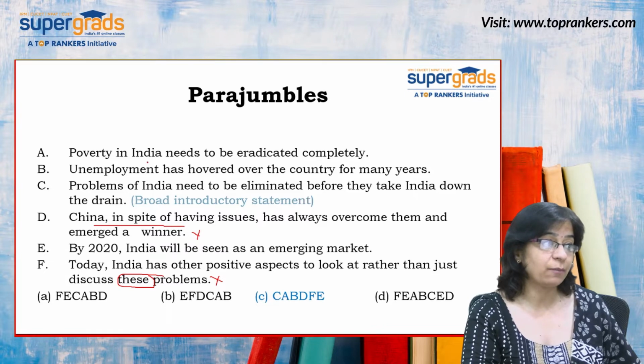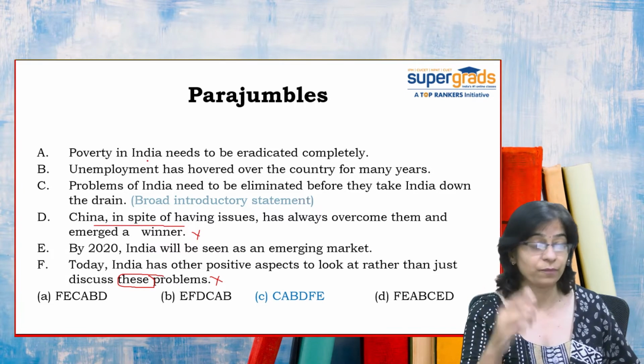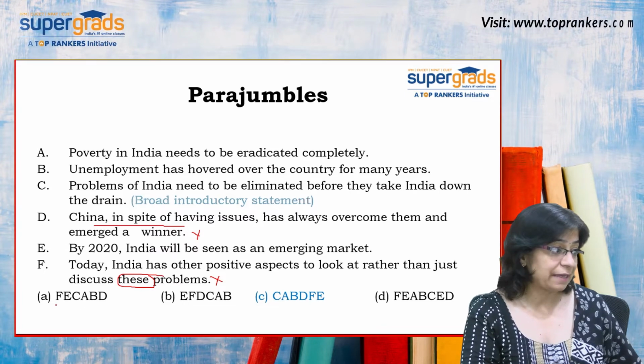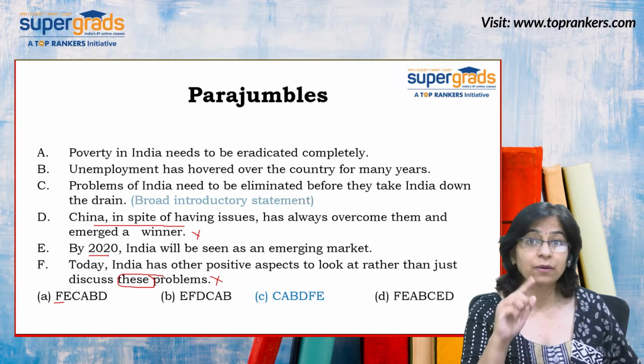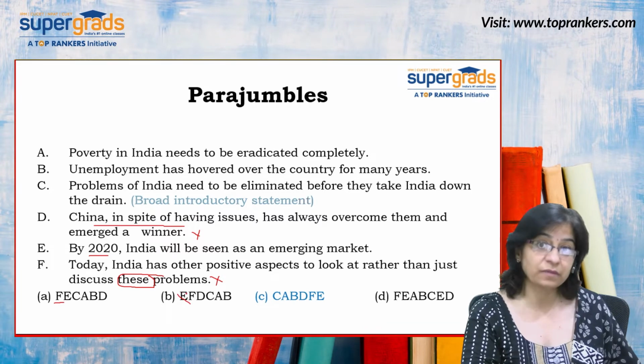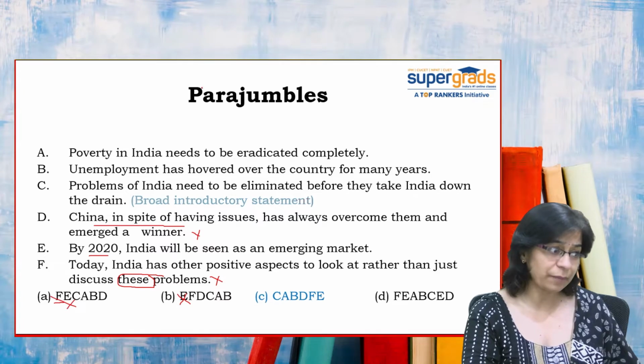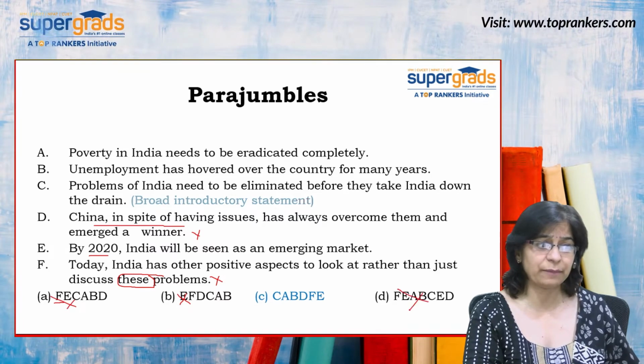Unemployment has hovered and poverty in India. These are just the specifications of a problem. Now, option C. We cannot begin with F. We've already seen that. E looks conclusive. So we cannot start the para with option E. So we'll eliminate B as well, and again we'll eliminate option D.